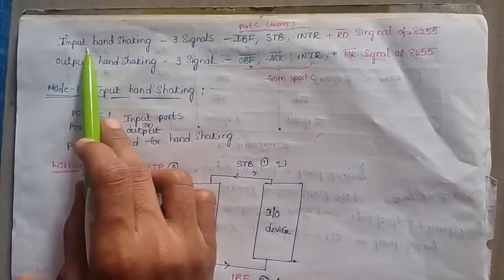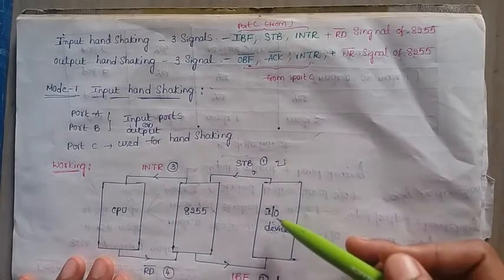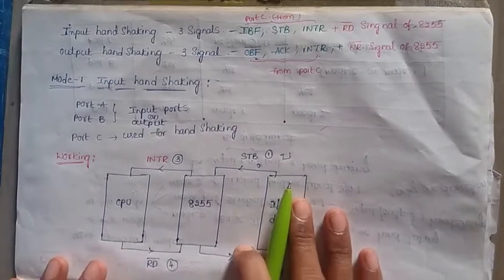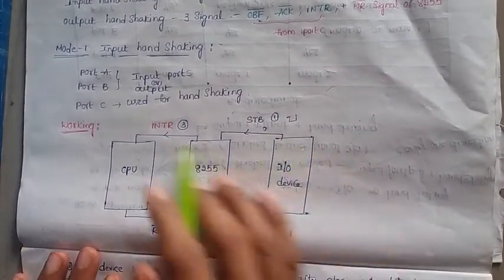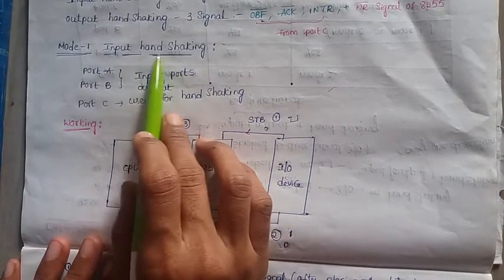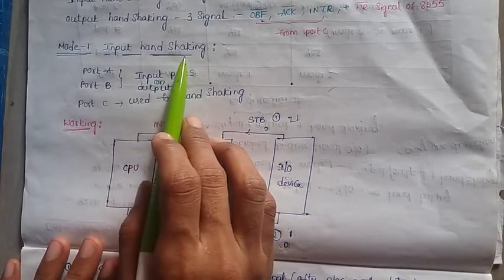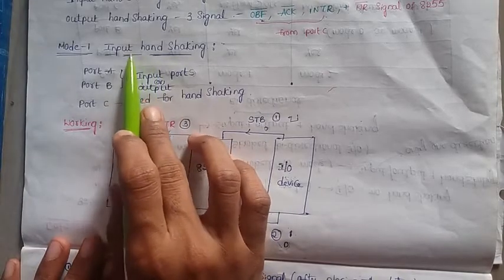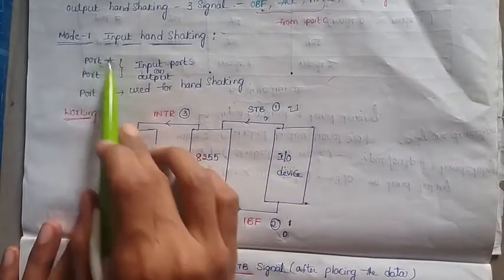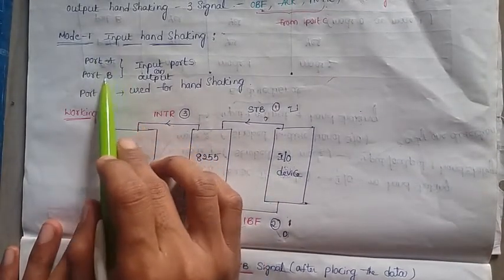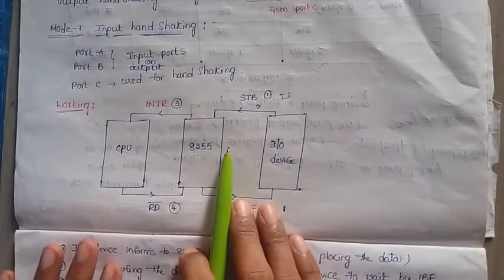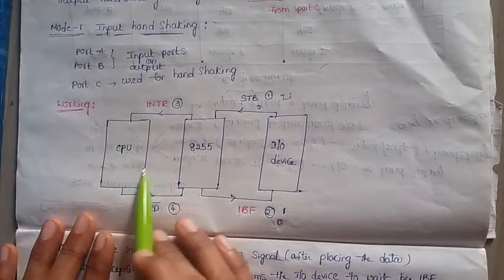Listen, input handshaking means CPU is reading the data from the IO device. Output handshaking means CPU is sending the data to the output device. Now let us see input handshaking. That means how the signals are exchanged between the CPU and IO device when the port acts as input port, that means when CPU is reading the data. In mode 1, two ports are available, port A and port B. Port C is used for generating the handshake signals. See this block diagram.